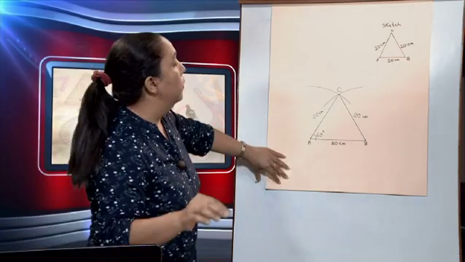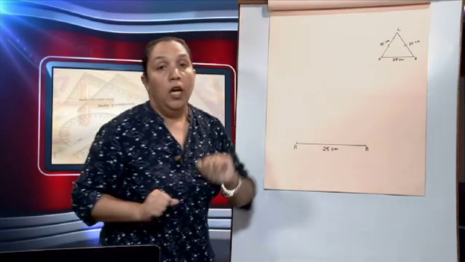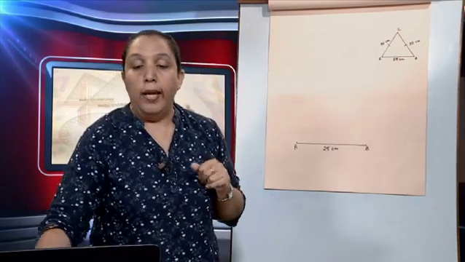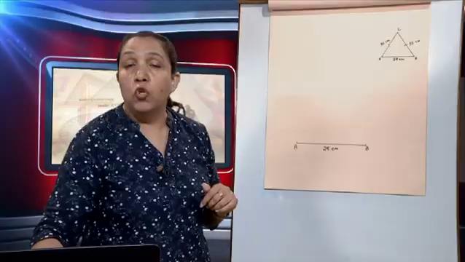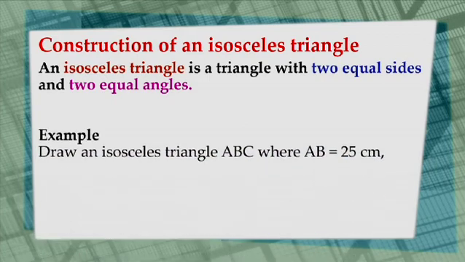Now we move to isosceles triangle. Okay, now what is an isosceles triangle? Well, an isosceles triangle is a triangle with two equal sides and two equal angles. I say it again, isosceles triangle, you have two sides which are equal and two angles which are equal. So let's take an example on how to construct an isosceles triangle.